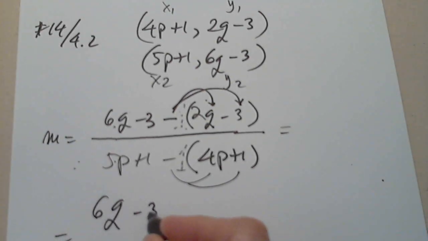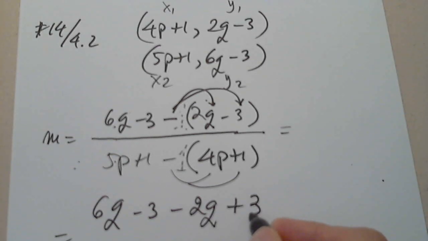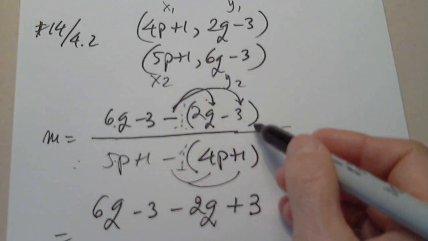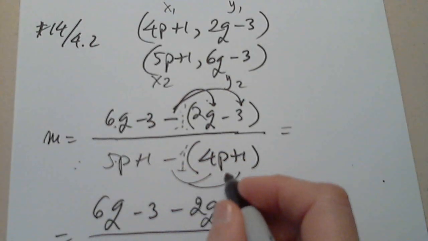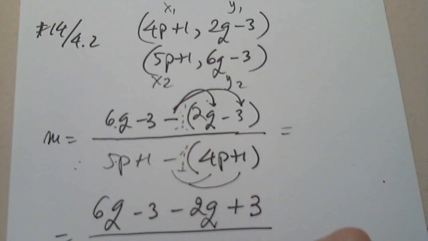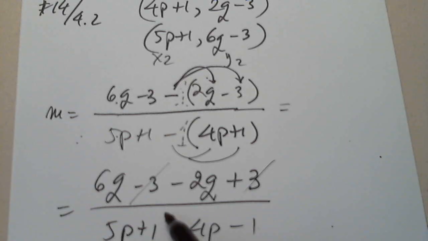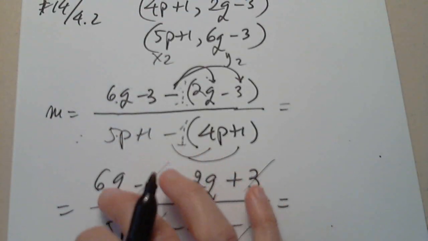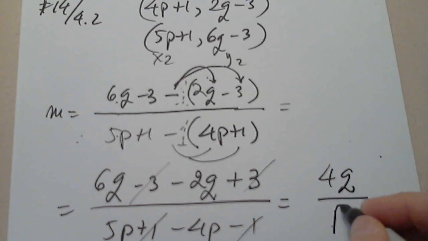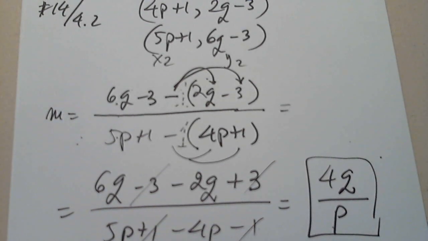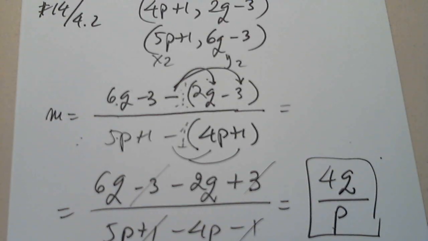So 6q minus 3 minus 2q, but plus 3. Negative, and negative times negative is positive, over 5p plus 1 minus 4p, but minus 1. Yes, these two go away and these two go away. You cannot simplify top and bottom, but you can simplify negative 3 with positive 3 in the numerator and positive 1 with negative 1 in the denominator. 6q minus 2q is 4q. 5p minus 4p is p. This is the slope. Not nice looking, but it is what it is.